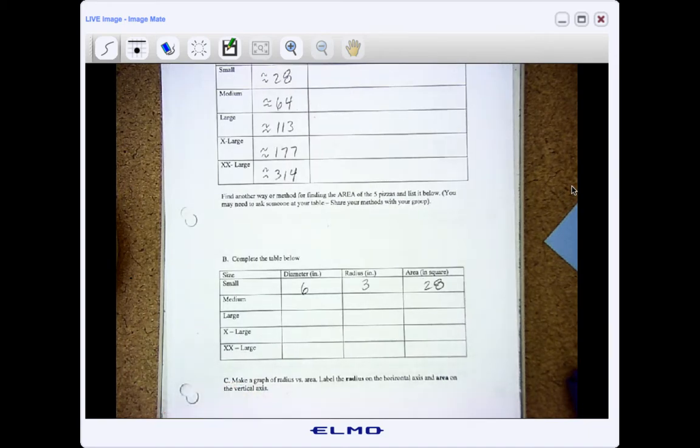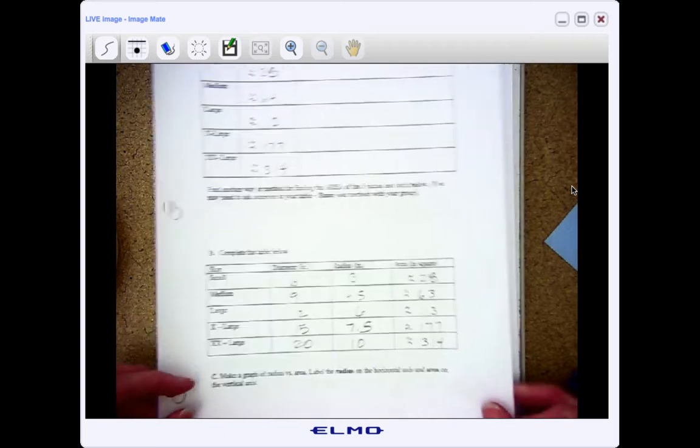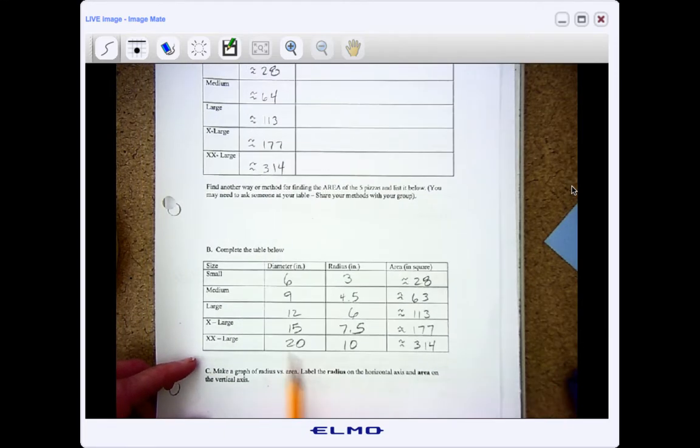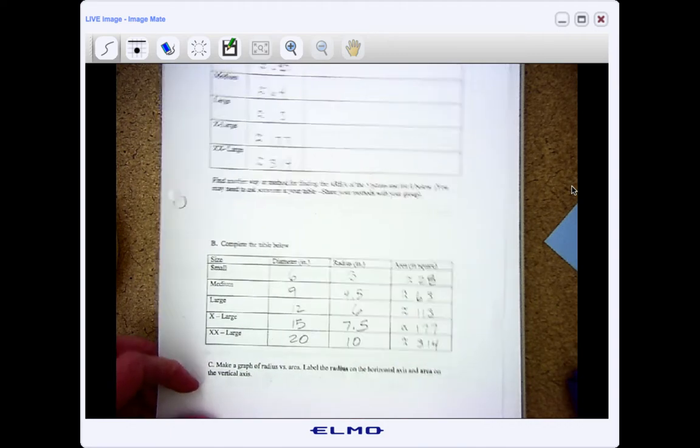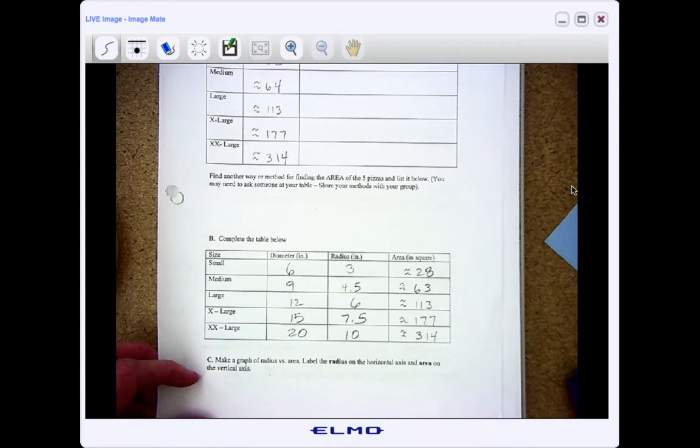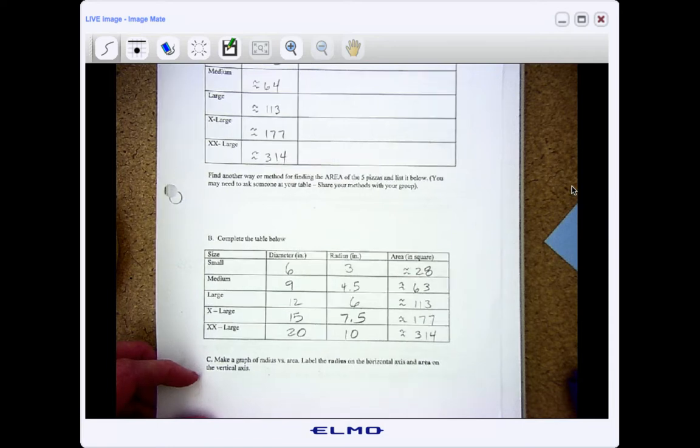Okay, so when you filled in the rest of the chart, did it look something kind of like that? So the distance across on the medium circle should have been 9, halfway 4.5, about 63. The large all the way across 12, halfway 6, 113. Extra large 15 blocks across, halfway 7.5, and then 177. Extra large 20 across, radius was 10, halfway, so 314.